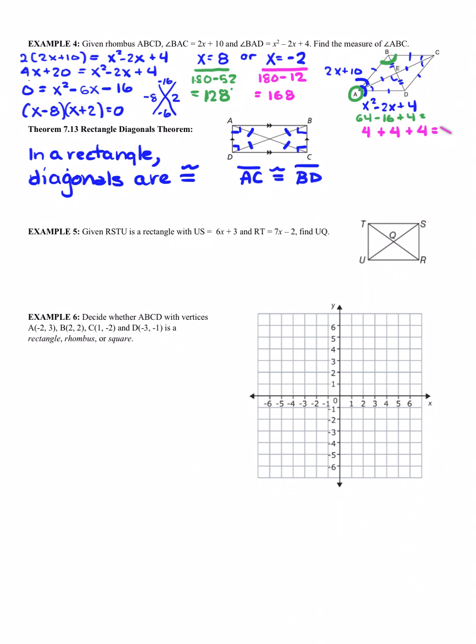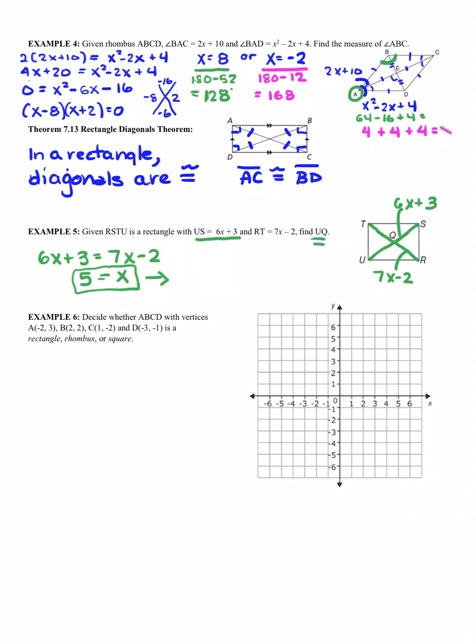Okay, so how do we apply this theorem? Given RSTU, US is the whole diagonal, and that is 6x plus 3. RT is a whole diagonal, and they're telling us that one is 7x minus 2. And since I know the diagonals are congruent, I can set these equal to each other, and we get x is 5, but remember, this is not algebra, this is geometry, so we have to give them what they want.